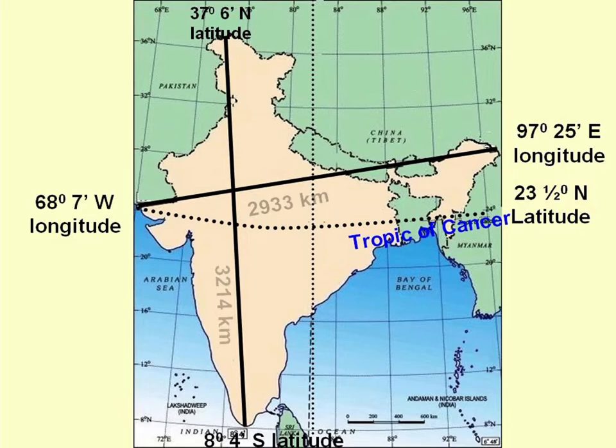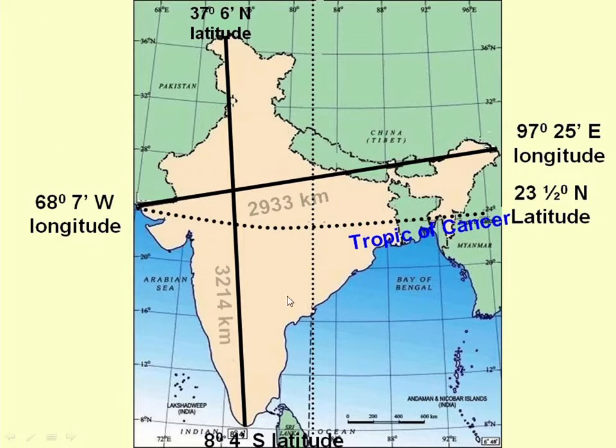Northern hemisphere means it is above the equator. Above the equator means all latitudes lying in India are northern latitudes. That's why you have to denote the letter N. So 8 degree 4 minutes north is the southern latitude of the mainland, and the topmost latitude is 37 degree 6 minutes north. If we consider the Andaman Nicobar Islands, it is 6 degree 45 minutes north.